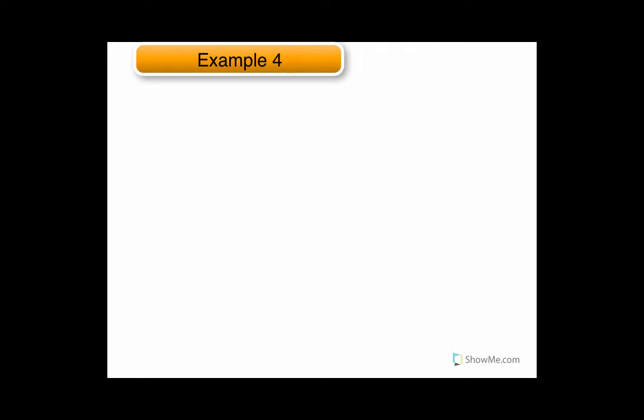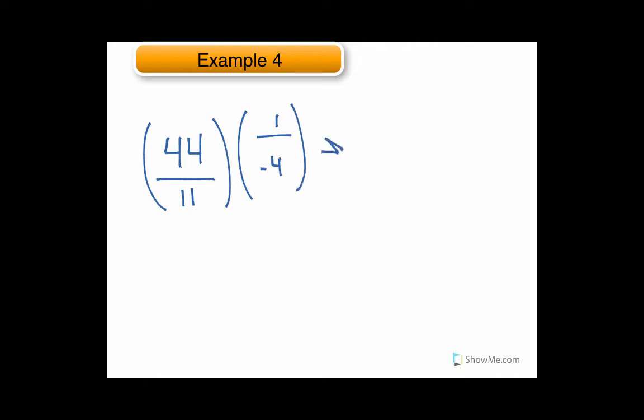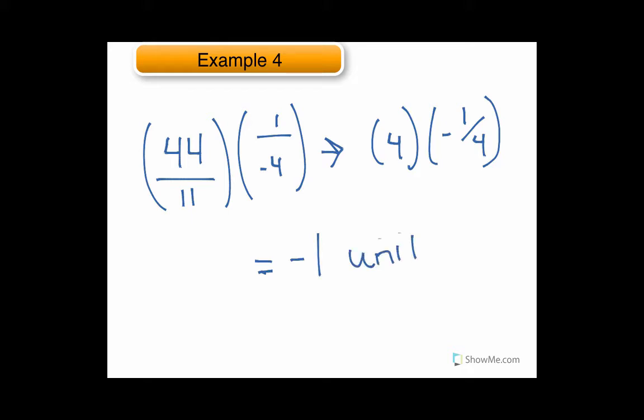So our 88 over 2 simplifies to 44 over 11, and our 2 over negative 8 simplifies to 1 over negative 4. This further simplifies down to 4 times negative 1/4, and this equals negative 1, unit elastic. So this would be our price elasticity of demand.